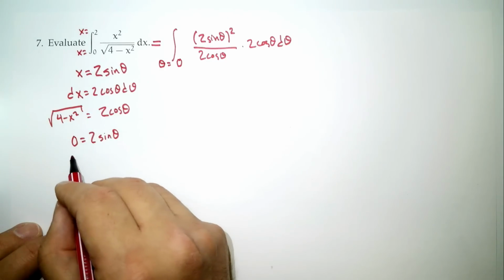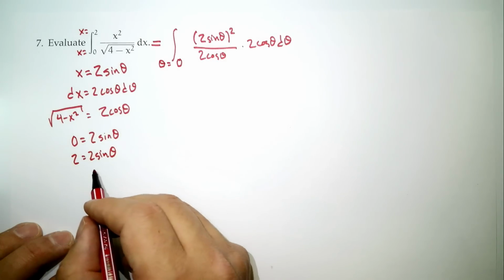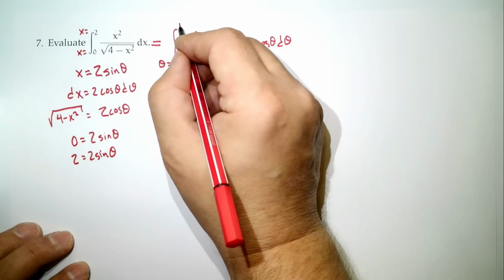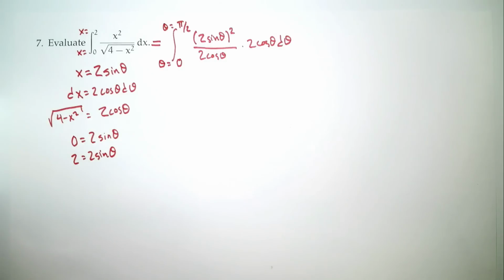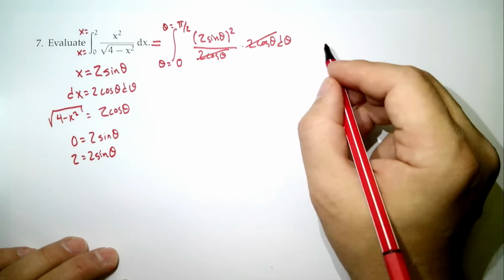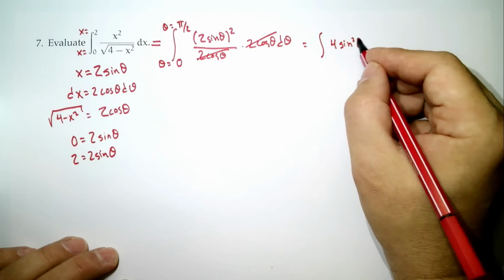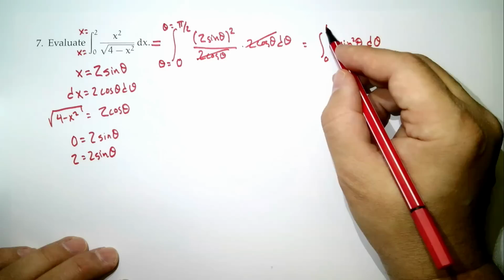Now we plug in x equals 2. When does 2 equal 2 sine of theta? Sine of theta has to be 1. What angle does that? Pi over 2, pi halves. Okay, so making this substitution, we get the following. Now, nice things happen. The 2 cosine thetas cancel, and this becomes the integral of 4 sine squared theta d theta. Well, how do you integrate 4 sine squared theta?